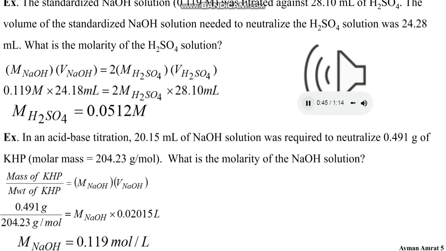The second example: in an acid-base titration, 20.15 ml of NaOH solution was required to neutralize 0.491 gram of KHP. What is the molarity of the NaOH solution? From the mass of KHP and its molar mass, you can calculate the number of moles of KHP. Moles of KHP equal moles of NaOH, and so you can calculate the molarity of NaOH.